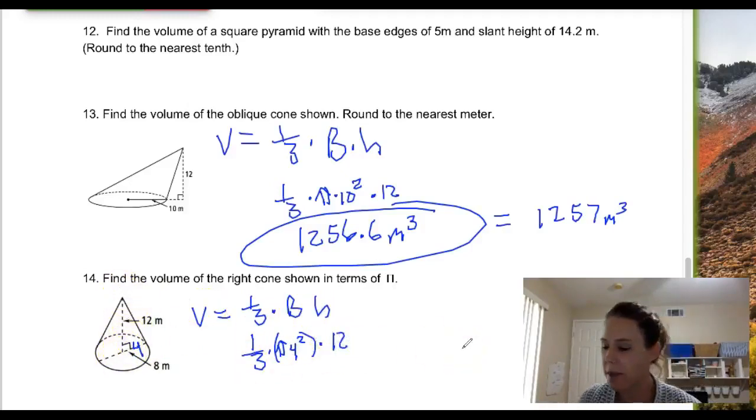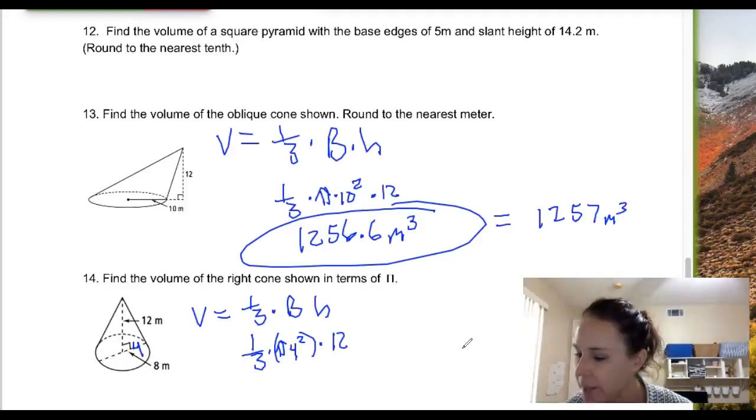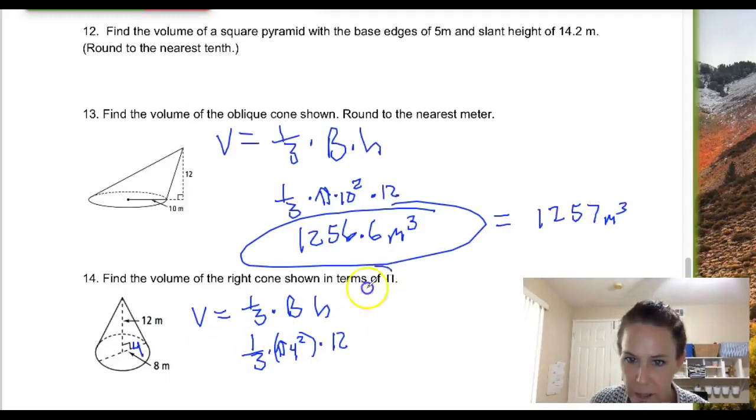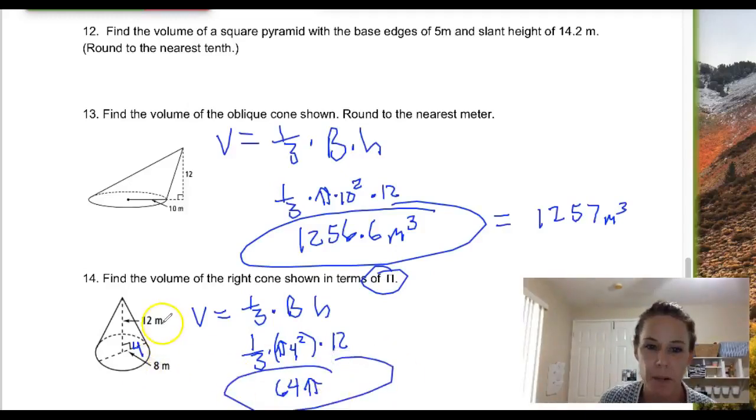Go ahead and do the math on that. We're just going to go 4 squared, which is 16, times 12. And then go ahead and divide that by 3. And we're going to get 64 pi. Since it's in terms of pi, we don't have to multiply by 3.14. It's just 64 pi. And it's meters, meters, and this would be meters, because it's the radius. So meters times meters times meters is going to be meters cubed. Volume is always cubic meters.